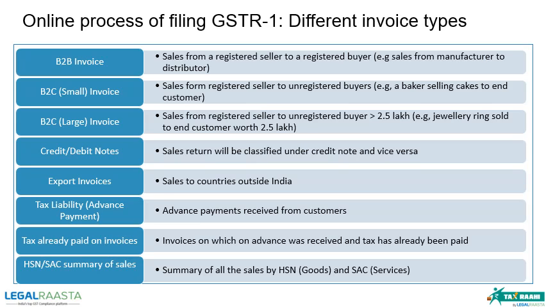Credit debit notes, that is, sale and purchase returns will be classified in these notes. Export invoices, that is, sales to countries outside India. Tax liabilities, that is, advance payment received from customers. Tax already paid, that is, invoices on which advance was received and tax paid. HSN SAC summary on sales, that is, summary of all the sales by HSN for goods and SAC for services.